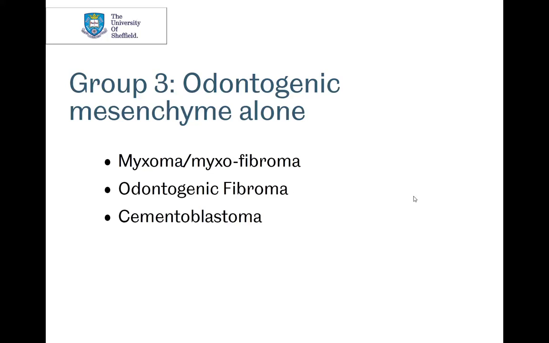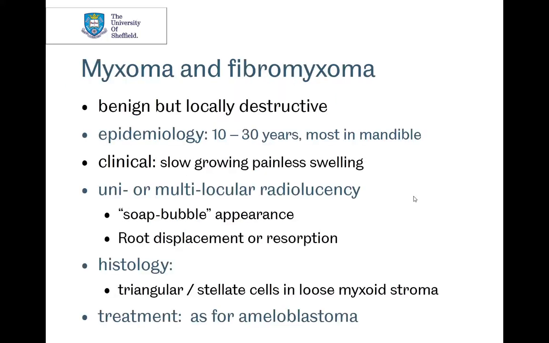The last group of benign odontogenic tumours are those which comprise odontogenic mesenchyme alone. That's the group 3 lesions. In here we have the second most common true odontogenic neoplasm, which is the odontogenic myxoma or myxofibroma, and then a couple of others beyond that, which are less common. Again, the odontogenic myxoma tends to be a destructive lesion. It's benign, but it can be locally destructive, like ameloblastoma and CEOT. It tends to be younger patients, mostly in the mandible. We do, though, get some in the maxilla, and they can be particularly troublesome for treatment and getting complete excision.